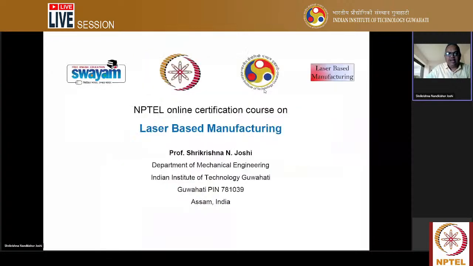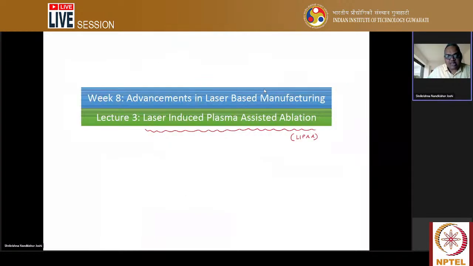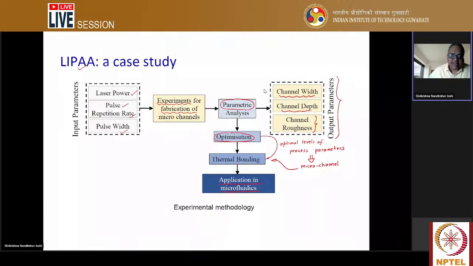In the third lecture, we have seen a very interesting application of laser, that is laser-induced plasma-assisted ablation. This is used to process transparent materials, and it's a very innovative and very simple technology, and very helpful to develop lab-on-chip concepts. We have seen its mechanism, principle of operation, construction, various parameters, how the plasma is getting formed, and how the plasma is helping to ablate the transparent material.